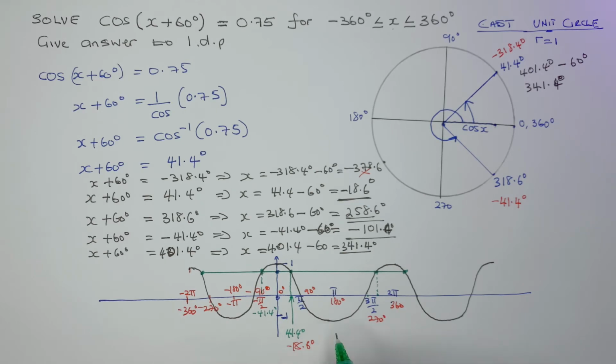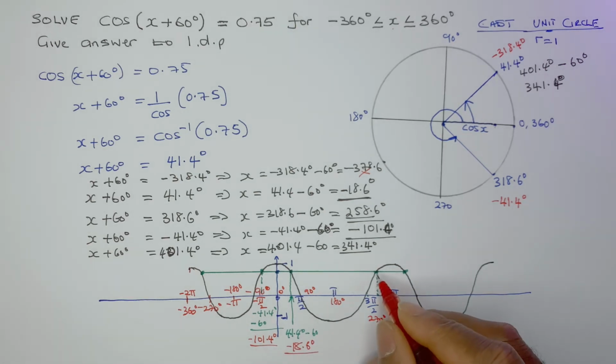So this one here will be minus 41.4 degrees. And if you take away 60, because you need to take away 60 to get x, you get minus 101.4 degrees. So that's how you get that. Here we take away 60 as well, and that's how we get minus 18.6.